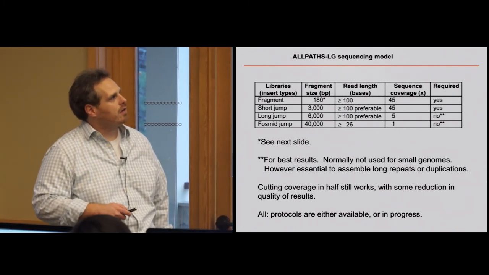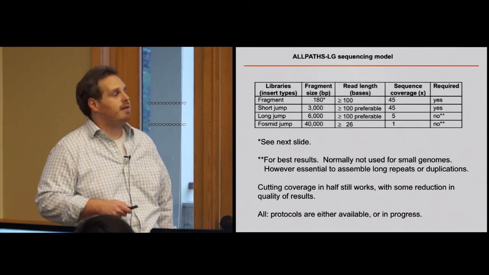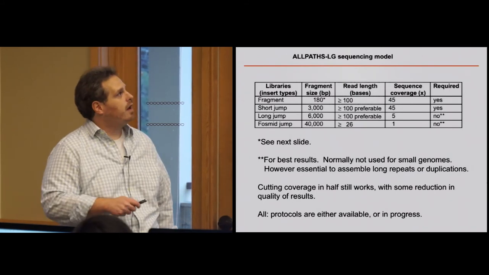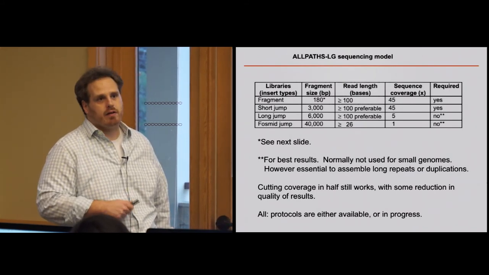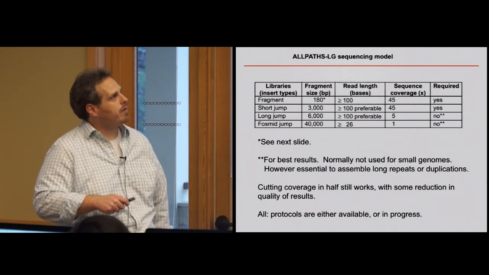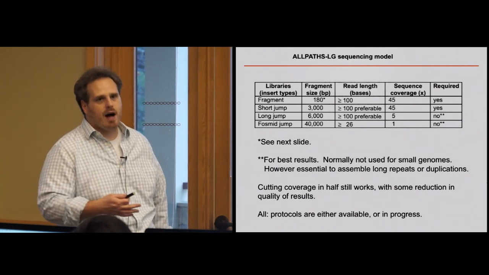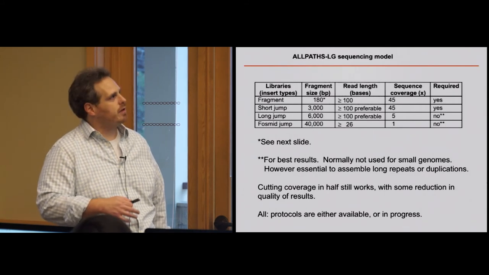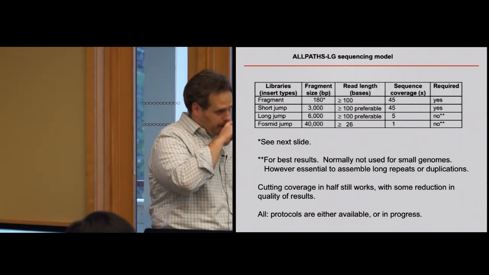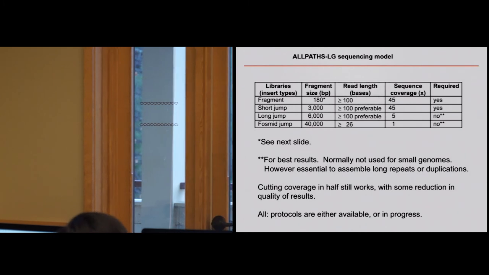If you have the funding for it, you can also fold in longer libraries. If you want to get a really high quality result, if you can create a 40 KB library, you'll get a really nice result. The only people in the world I know that make fosmid libraries regularly are at the Broad. It's quite complicated and expensive, but you get a really nice assembly. We'll see some results of that in a second.